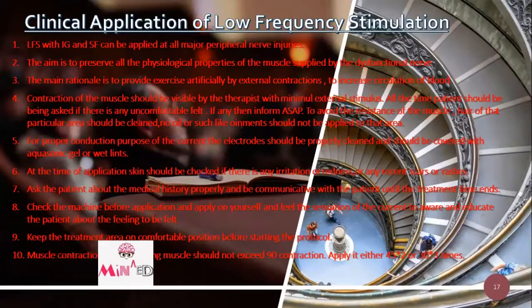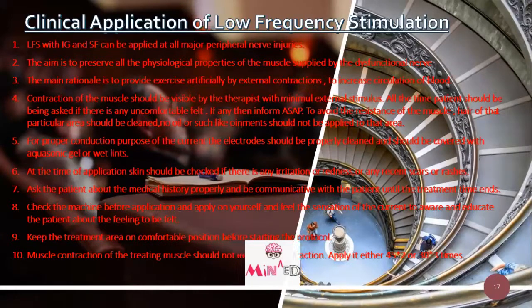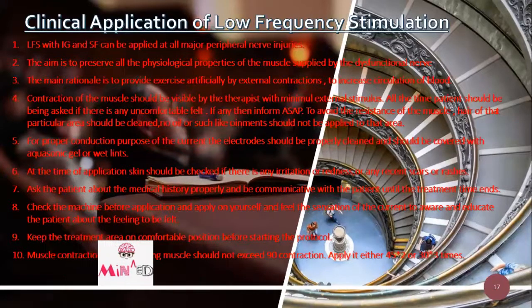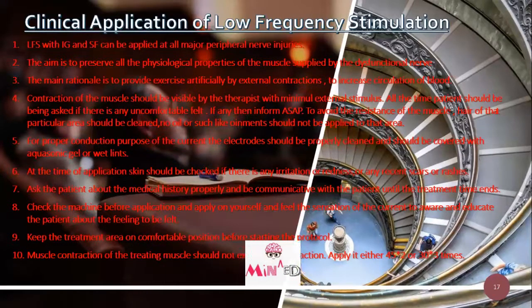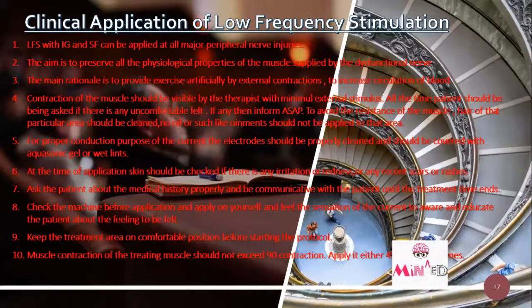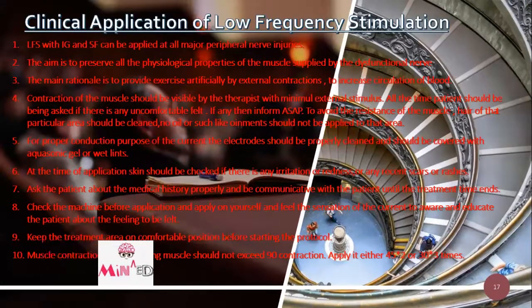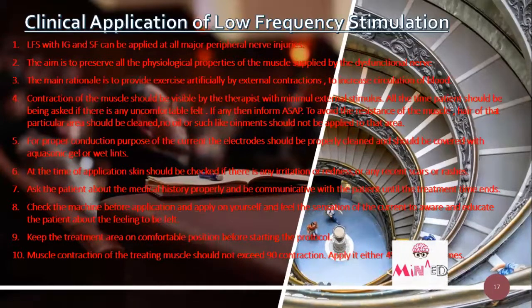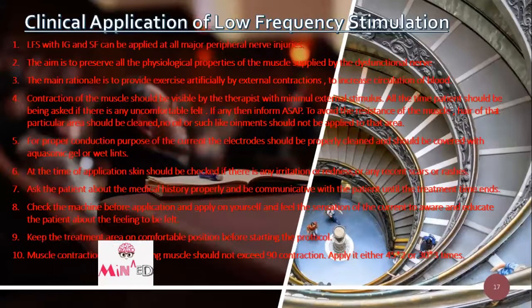You have to just discriminate the denervated muscle, partially innervated muscle, and the innervated muscle. You have to note down that there is a difference between denervated muscle and innervated muscle. In case of denervated muscle, we have to use IG current, and you have to use SF current or surge fatigue current or short duration interrupted direct current.